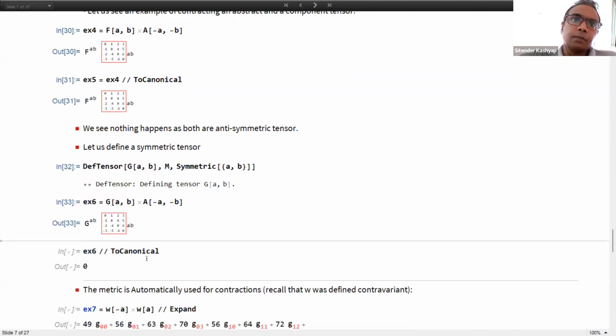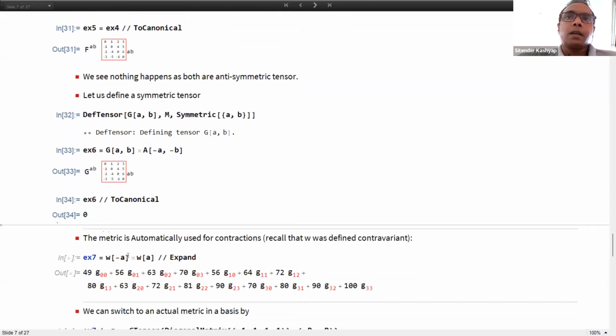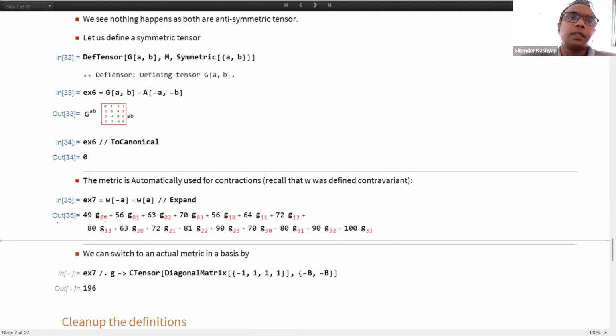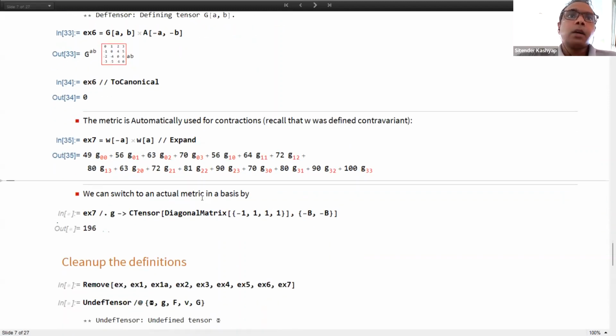Of this W minus A and WA, this is like a scalar. And once we ask it to expand, it does that. But here it assumes that there is some metric, which we have not yet defined. The basis has not been specified for the metric, so it just gives them in component form. Now we can go to an actual metric by changing this metric to a diagonal matrix -1, 1, 1. This is like a Minkowski metric, and it's in both down indices. And once we do that, we get the answer.